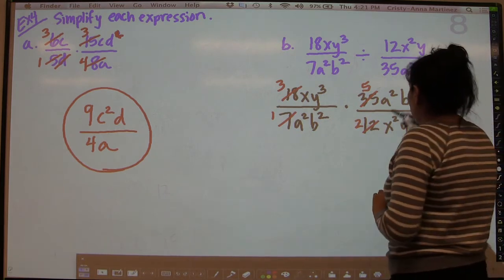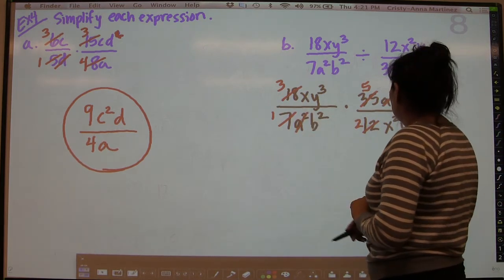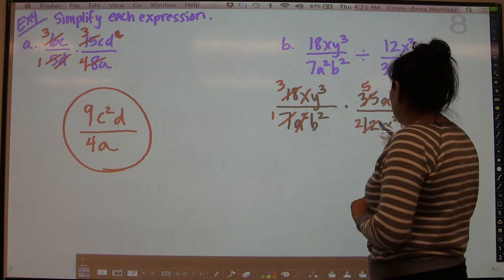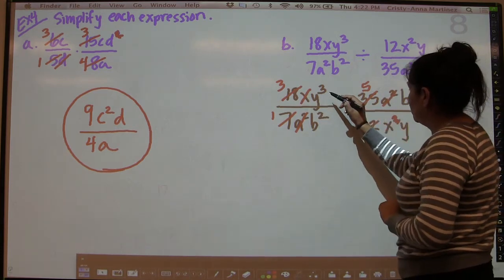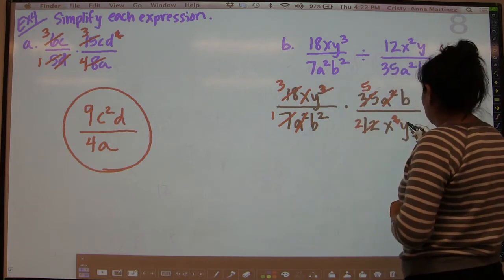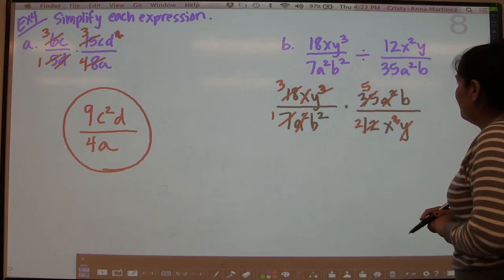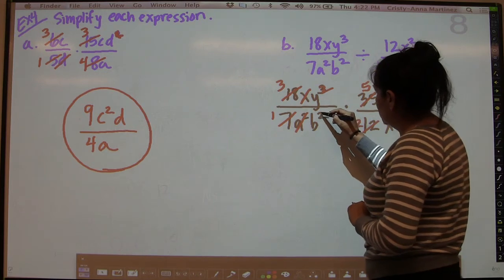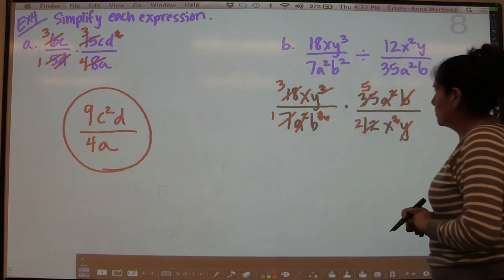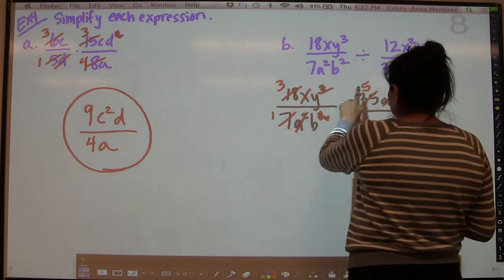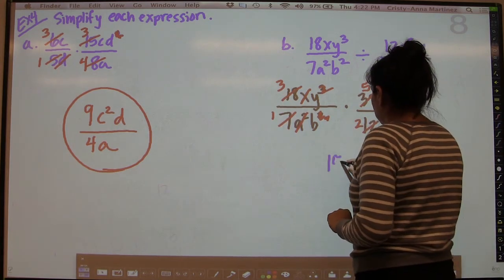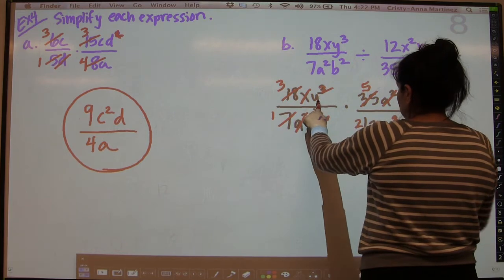We also have a squared here and a squared there. We have an x here and an x squared here, so we'll make that just x to the 1 power. We have a y cubed here, which will be y squared because this is a y to the 1. And then we have a b that will cancel, make this a b instead of a b squared. So now that we've done all the canceling that we can, we're going to go 3 times 5 is 15. And then y squared.